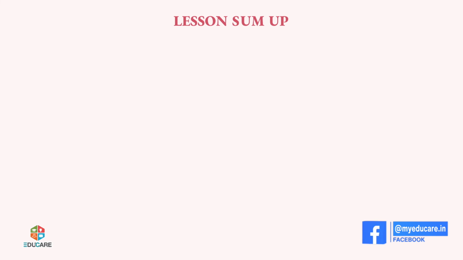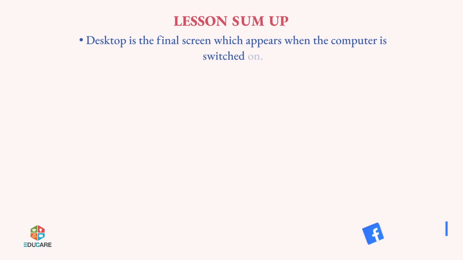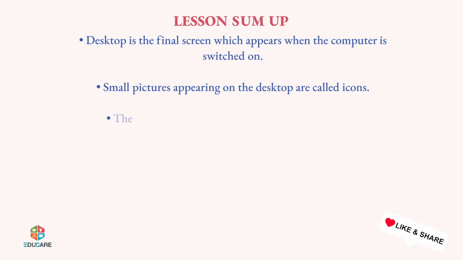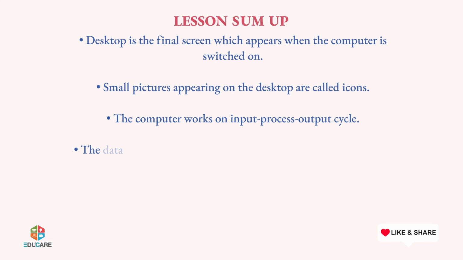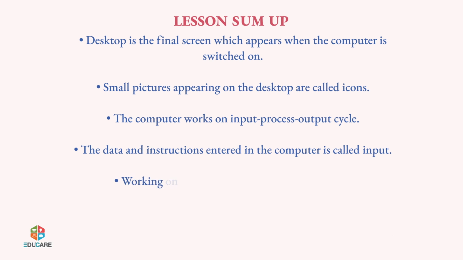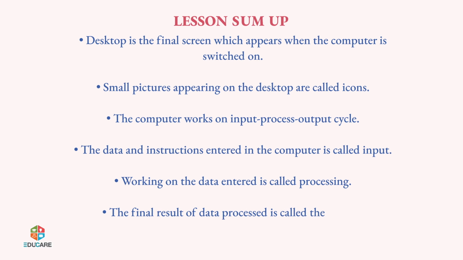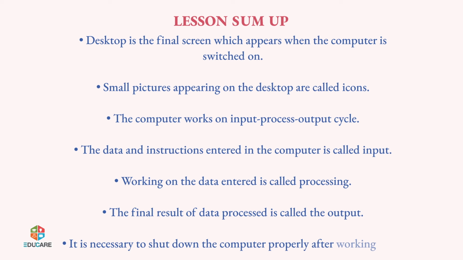Lesson sum up. Desktop is the final screen which appears when the computer is switched on. Small pictures appearing on the desktop are called icons. The computer works on input-process-output cycle. The data and instructions entered in the computer is called input. Working on the data entered is called processing. The final result of data processed is called the output. It is necessary to shut down the computer properly after working on it.